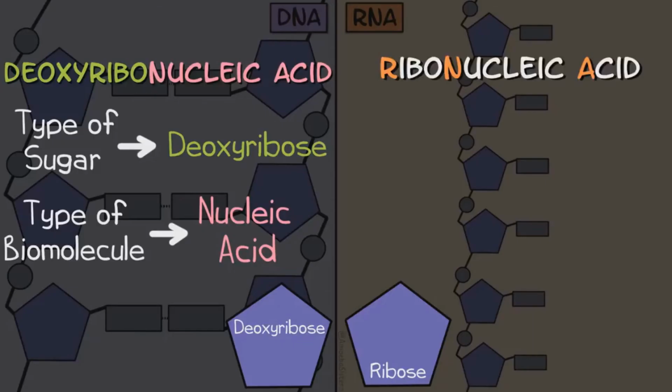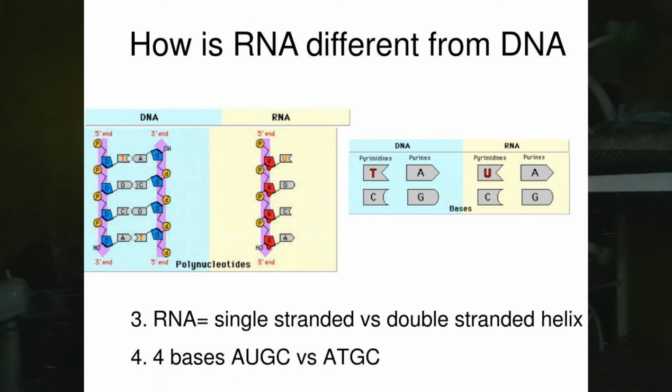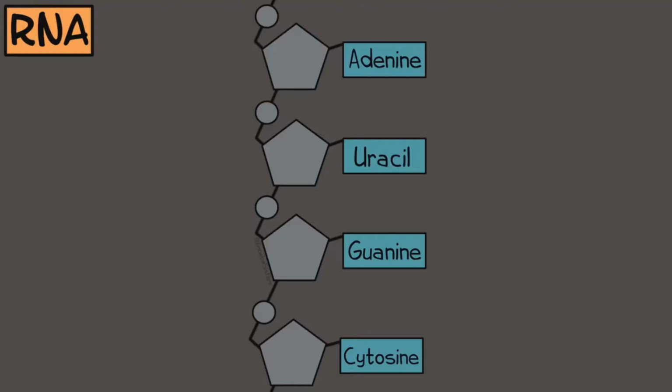So what are the properties of RNA? RNA, also known as ribonucleic acid. Unlike DNA, which is a double helix, RNA is only single-stranded. And a nucleotide in an RNA chain will contain ribose, one of the four nitrogenous bases A, U, G, C, and a phosphate group. Those A, U, G, C are adenine, uracil, guanine, and cytosine.